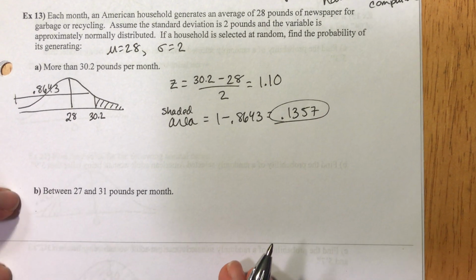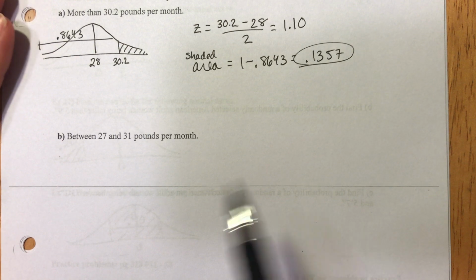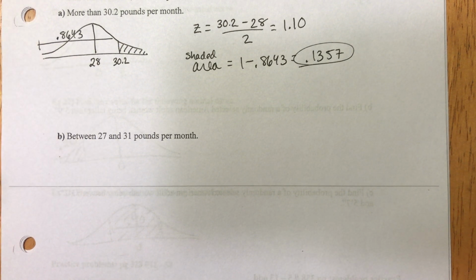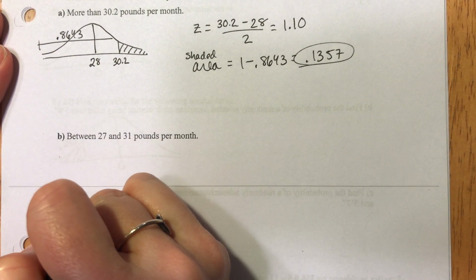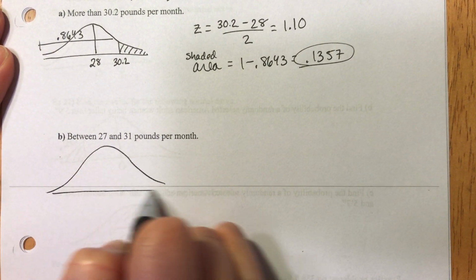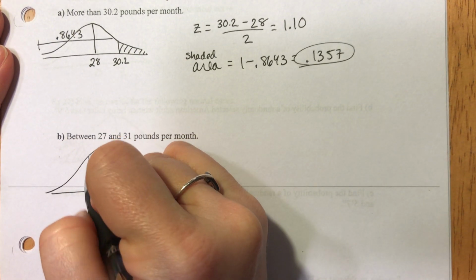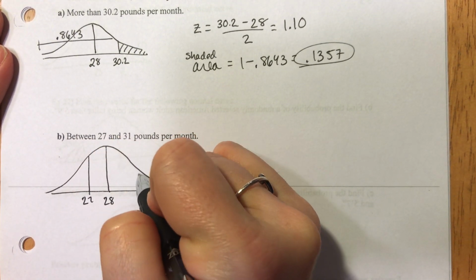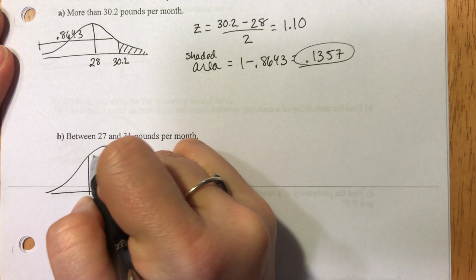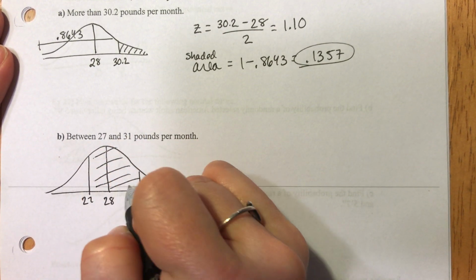Now, B, all right? Try to set it up on your own, okay? Pause the video, see how far you get. Use pencil, you can always erase, right? You're going to draw your curve. Mean goes in the middle, 28. 27 is lower than that. 31 is higher than that. And we want between those two.